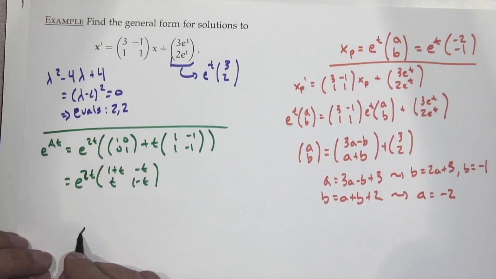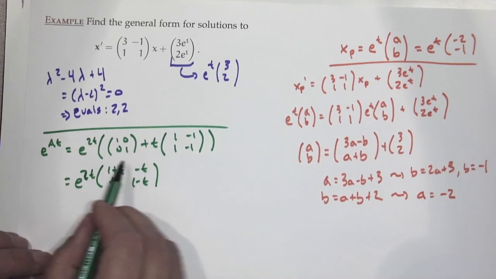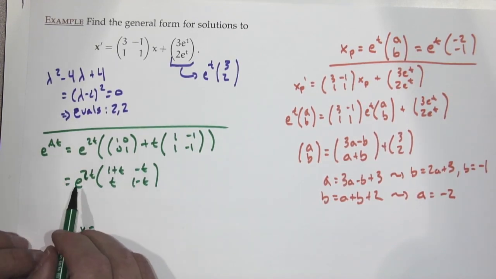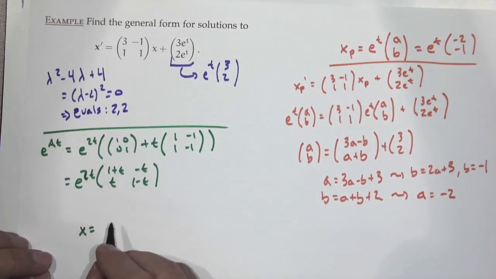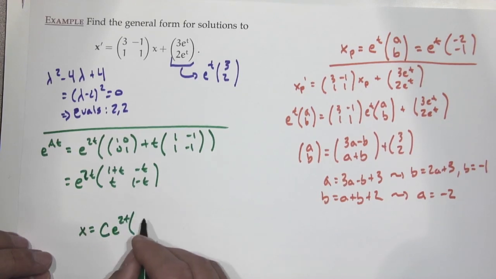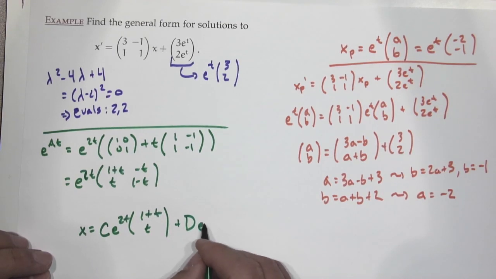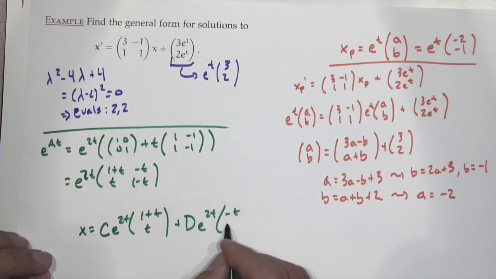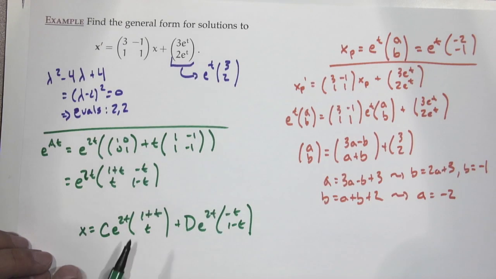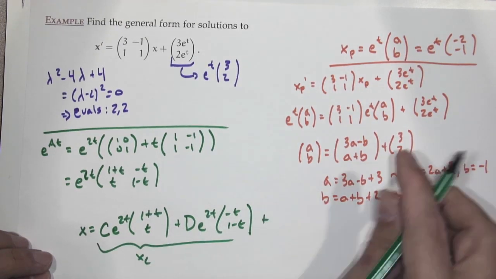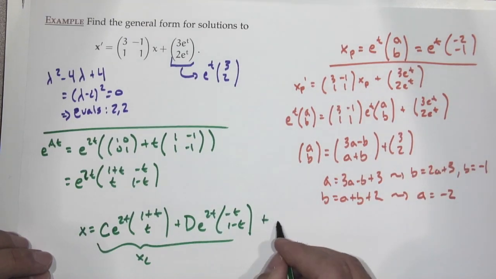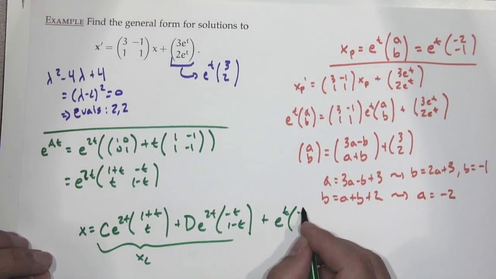So our answer, the columns of e to the At are the solutions to the homogeneous part. So some constant, capital C, e to the 2t, 1 plus t, t. Some constant d, e to the 2t, minus t, 1 minus t. So this is our xc. And then toss on the xp on the end. E to the t, minus 2, minus 1.